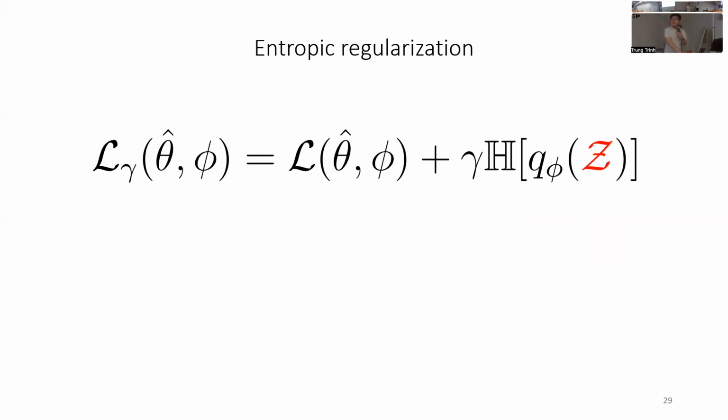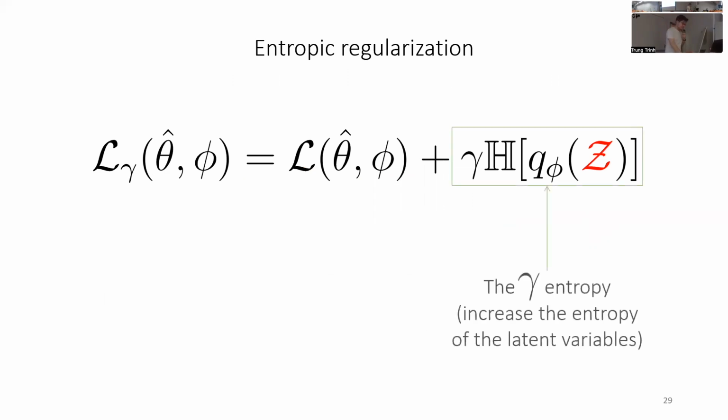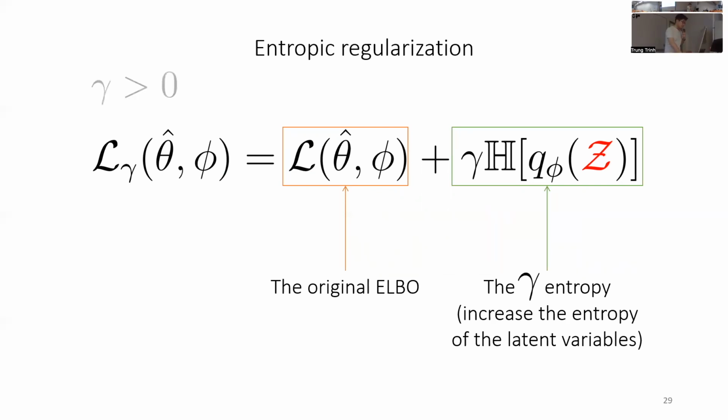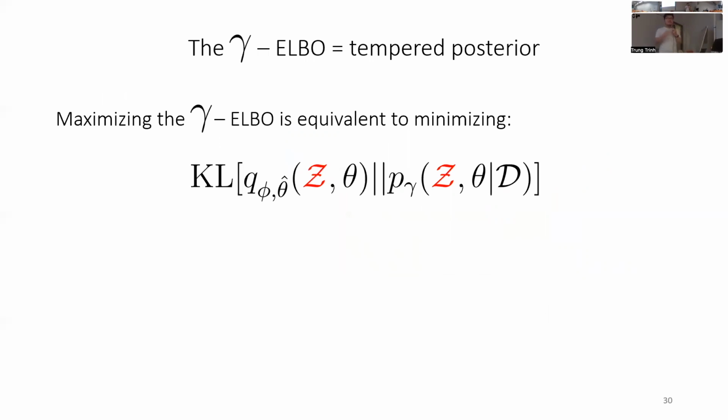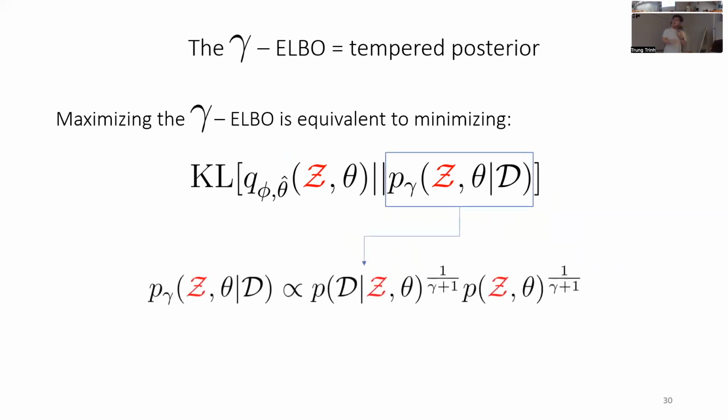And so now to increase the latent entropy, we will introduce the gamma entropy term to the original ELBO. And this gamma entropy term will increase the latent entropy when gamma is larger than 0. And we call this new objective the gamma ELBO. So it turns out that maximizing the gamma ELBO is equivalent to minimizing the KL divergence between the variational posterior and a tempered true posterior, where the temperature tau is equal to gamma plus 1.